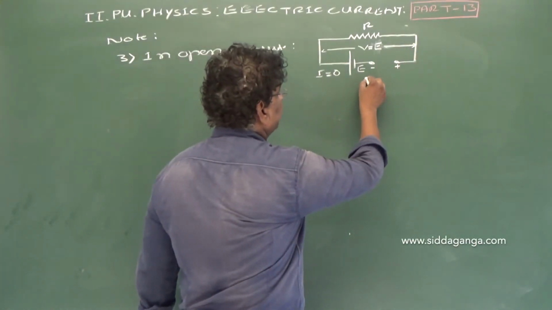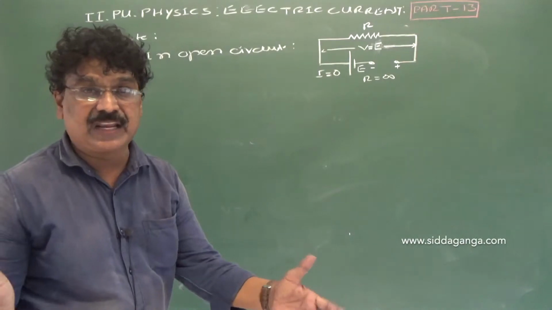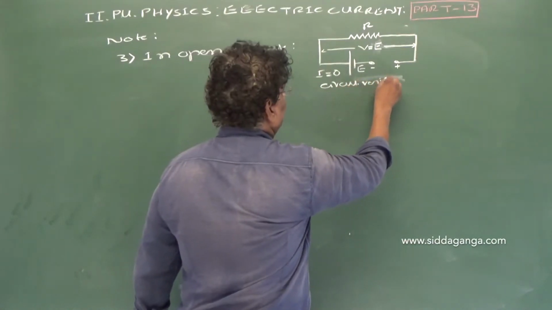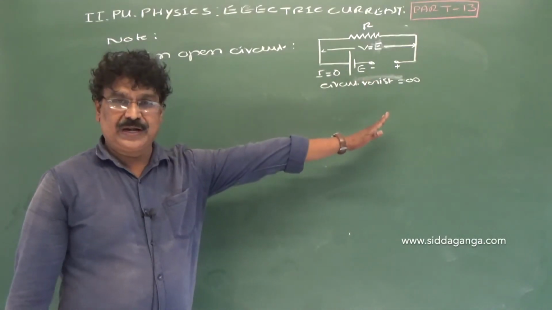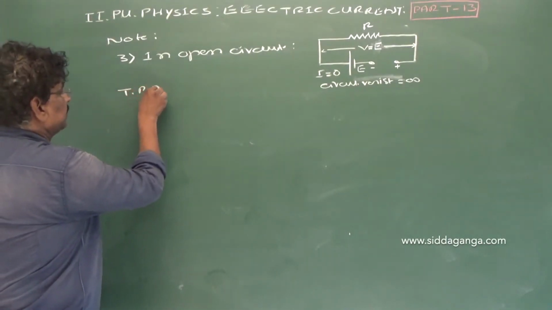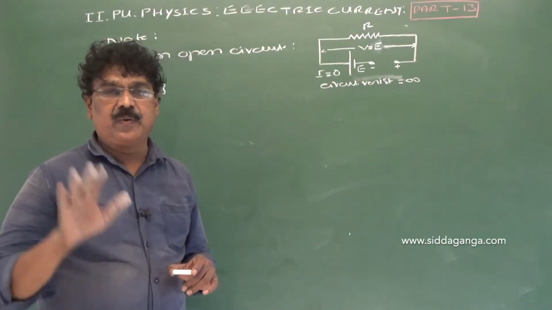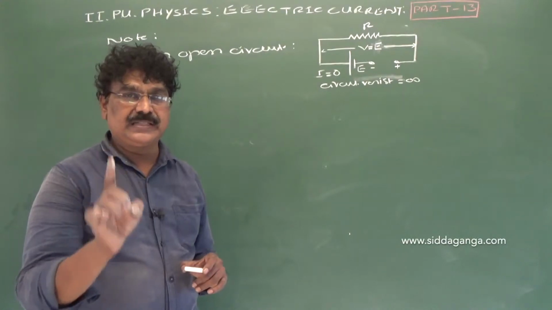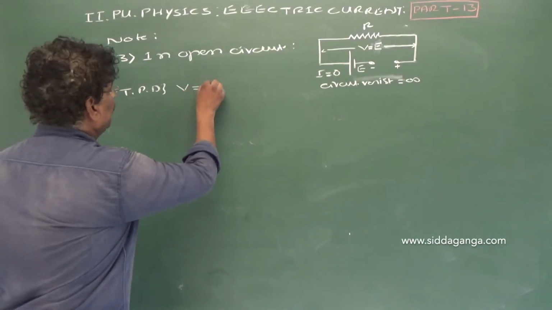Therefore, the resistance of the open circuit is taken to be infinity. Instead, we can take here circuit resistance is equal to what? Infinity, and no current flows through it. So in this case, terminal potential difference, you got it? A circuit is said to be an open circuit when no current flows through the circuit and circuit resistance is infinite. In this case, terminal potential difference V is equal to.